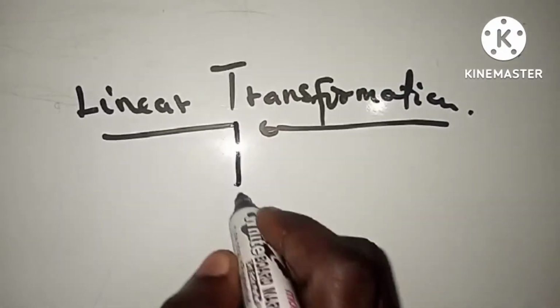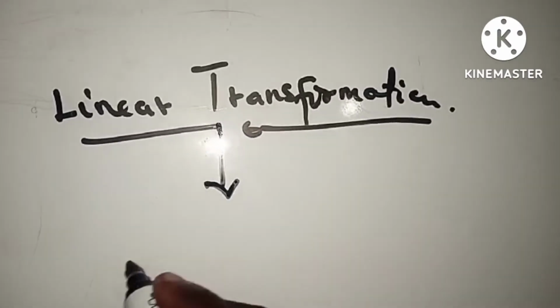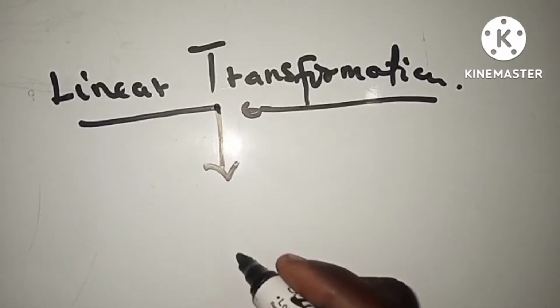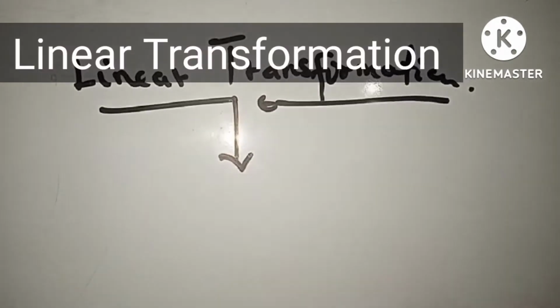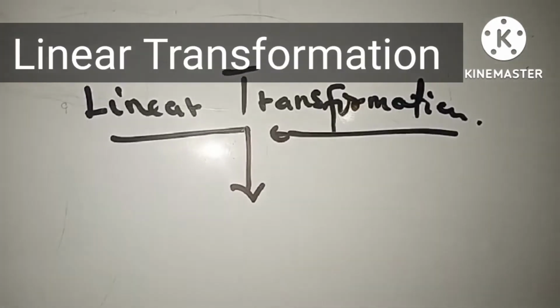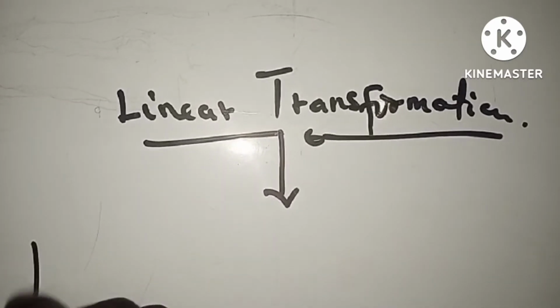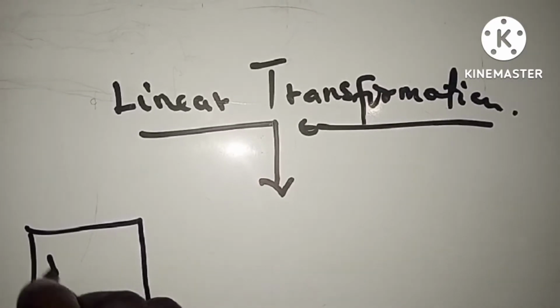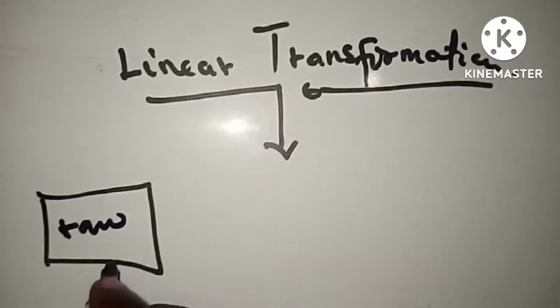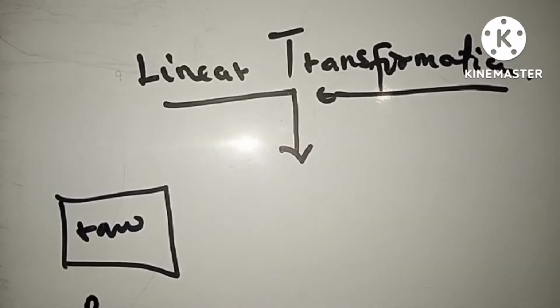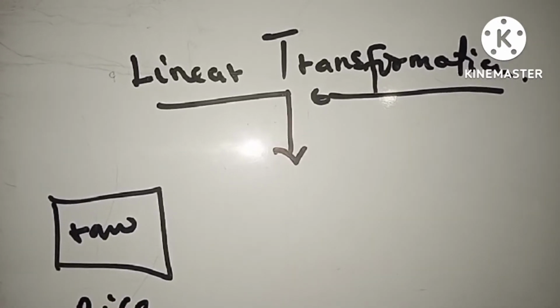This linear transformation, what it means, maybe by assumption, let's consider this one to be, let's say you have a raw product. So let's say this is a raw product. What I mean by this raw product, this thing can be, let's call this one rice, right? So this is a rice.